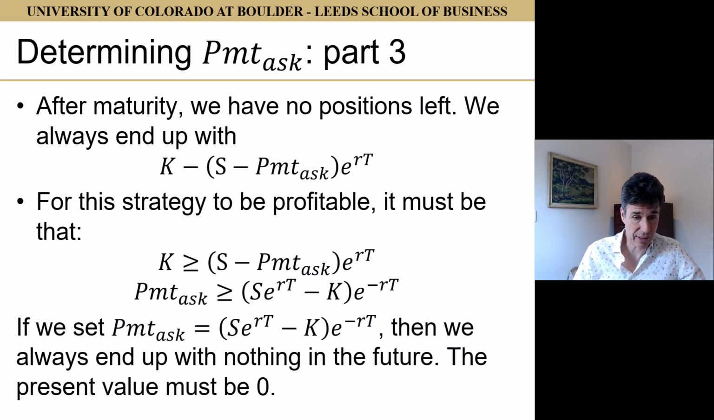And of course, if we set it equal, then we always end up with nothing in the future, and the present value must be 0. Now, notice in that formula, and I've written it in a particular way, that S e to the RT is showing up. S e to the RT for a non-dividend paying stock is the forward price.